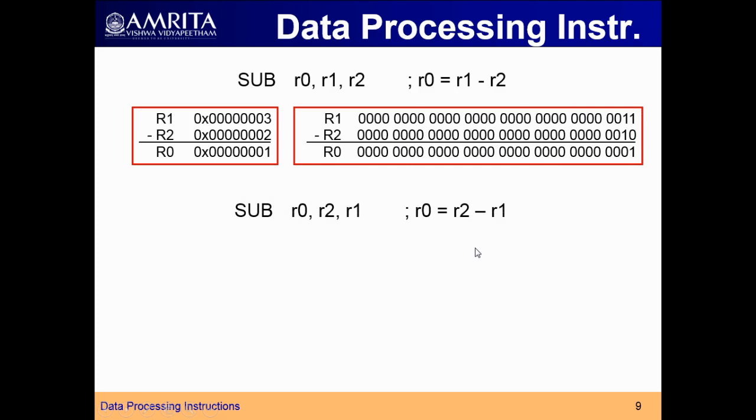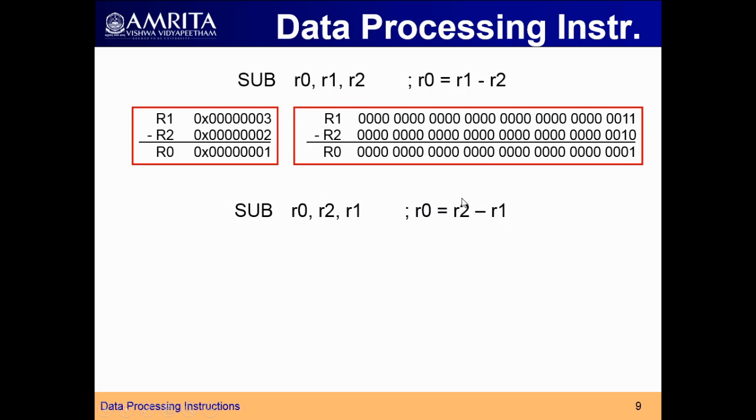We will take the next example. You need to subtract 2 minus 3. So what will I do? I can rewrite it like this: R0, R2 minus R1. Instead of R1 minus R2, I am writing R2 minus R1. So what will be the operation? R0 equal to R2 minus R1.